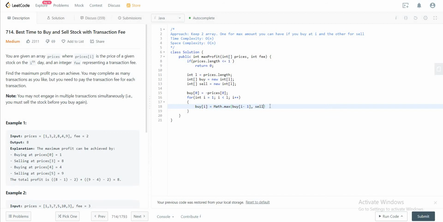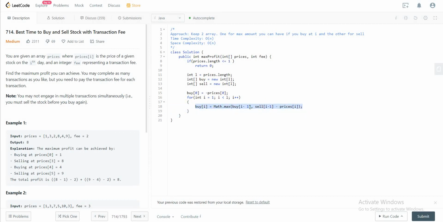So what does that mean? If you have sold previously, you would take the previous value at sell, and you would subtract the price that you have right now. So what does this mean? You're saying that if you're at a particular spot, you have two choices. You can either buy or hold. So this is what that logic is taking care of.